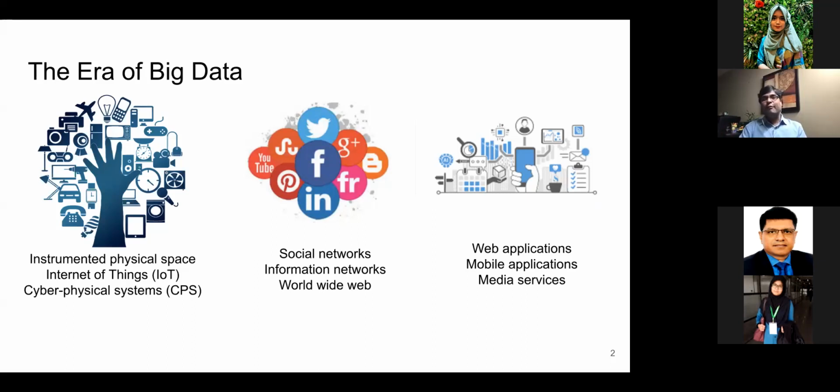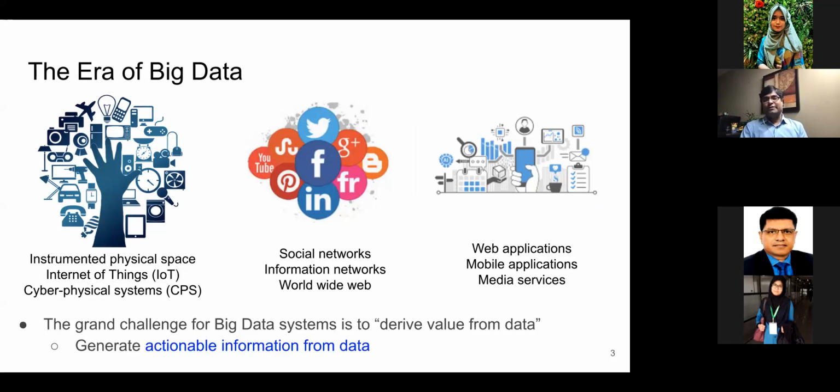I mean, this is a whole lot of ecosystem beats, and they're all producing one and only one thing, that is data. And data is the de facto generation and consumption at the same time of all these computing systems that we can think about these days. And the grand challenge of all this reality, if we can call these big data systems, is to derive value from data, and to be more precise, to generate actionable information from data.